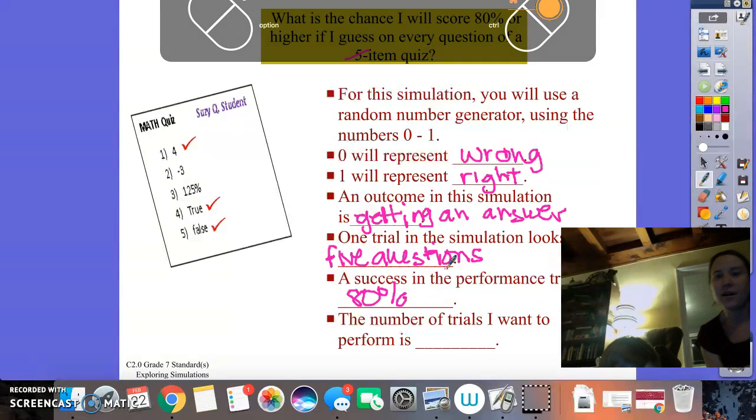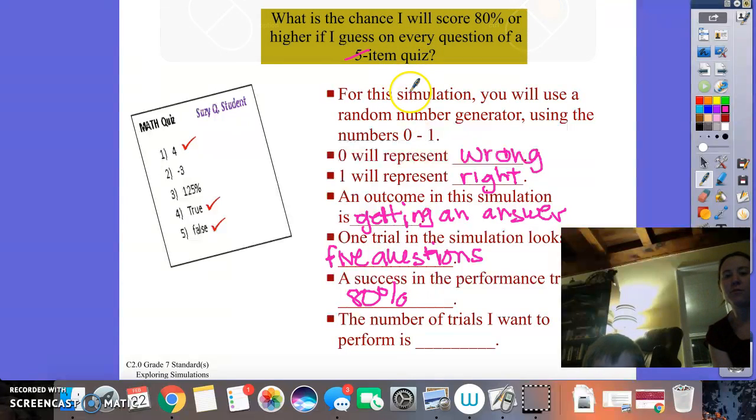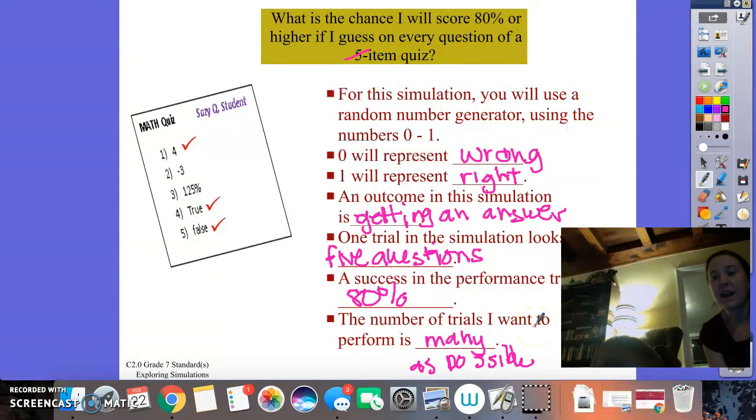And the number of trials that I would want to perform would be as many as possible. Because the more trials we do in general, the more likely we are to get an accurate count or an accurate probability estimate.